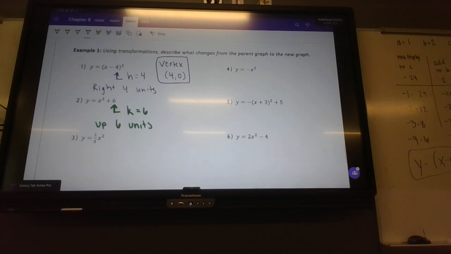Just curious. All right, so what's this 1/3 going to be? Would we call that A, H, or K? K has to be away from the X. The 1/3 is actually considered an A value.